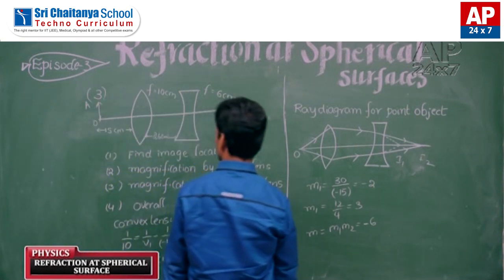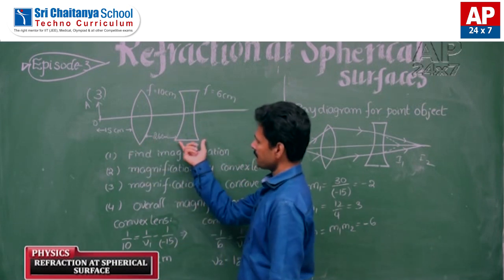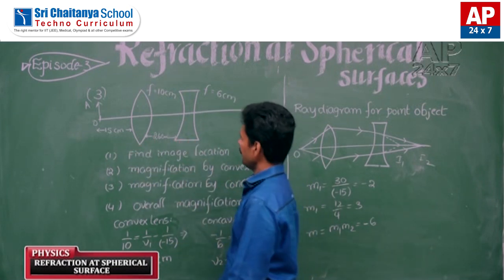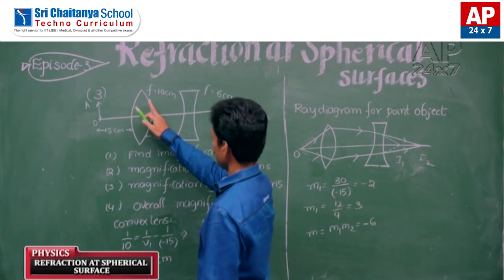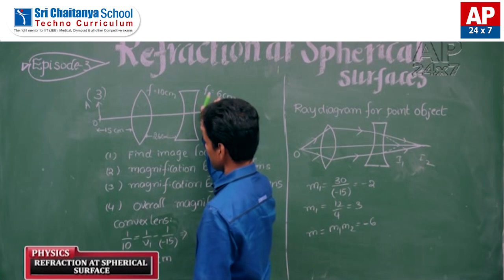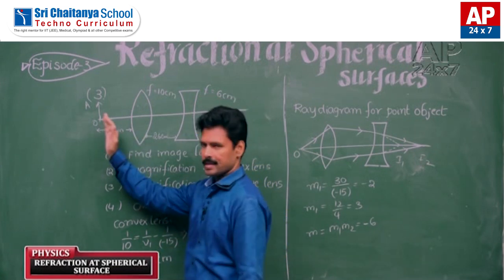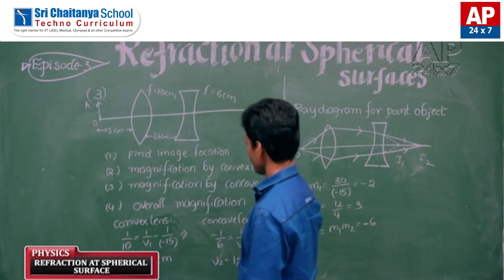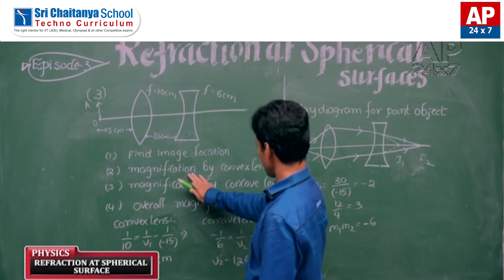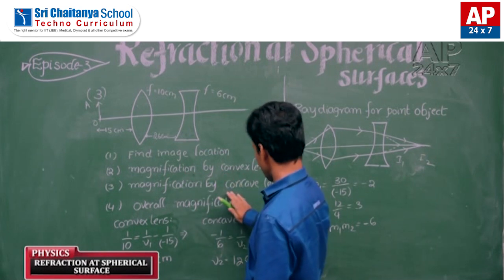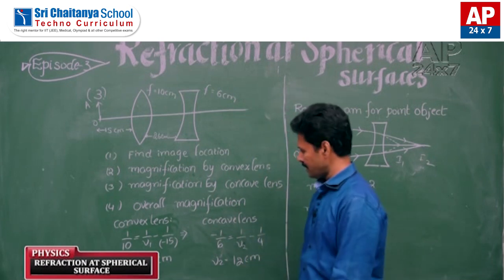Let us take the next problem. So take here two lenses, one is convex and one is concave. Let us take the separation between them as 26 centimeter. Their focal lengths are 10 and 6, and taking the object at a distance of 15 from the convex lens. Now see what we want to find here. Find image location, magnification by the convex lens, by the concave lens, and overall magnification, right?